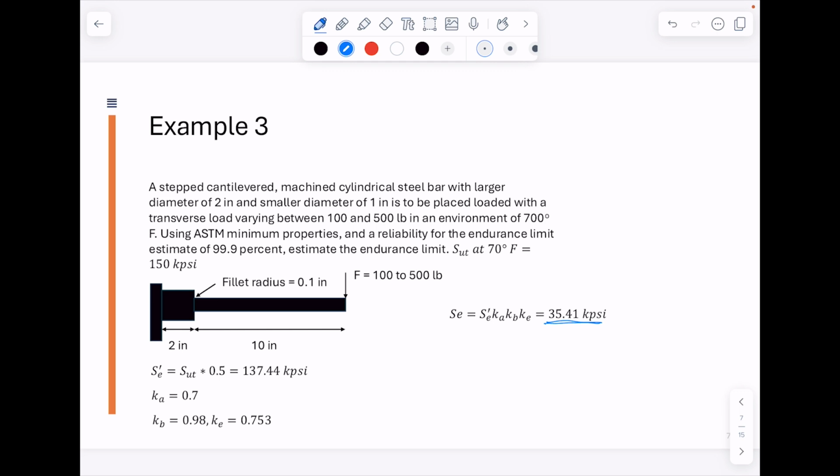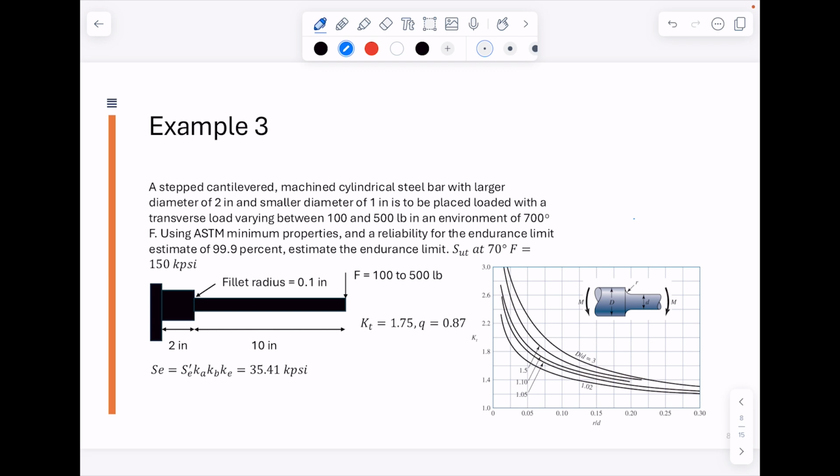Now we know that if we are doing our Goodman criteria, we need the alternating stress, the mean stress, the endurance strength, and the ultimate strength. So we now have 2 out of 4 values. Now we need to understand what our alternating and our mean stresses are. And one thing we have to do there is take into account this stress concentration due to this radius where the 2 different diameters are meeting.